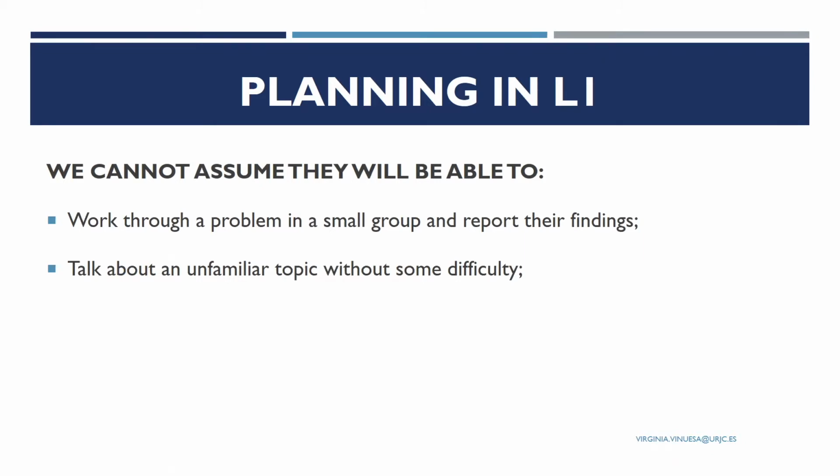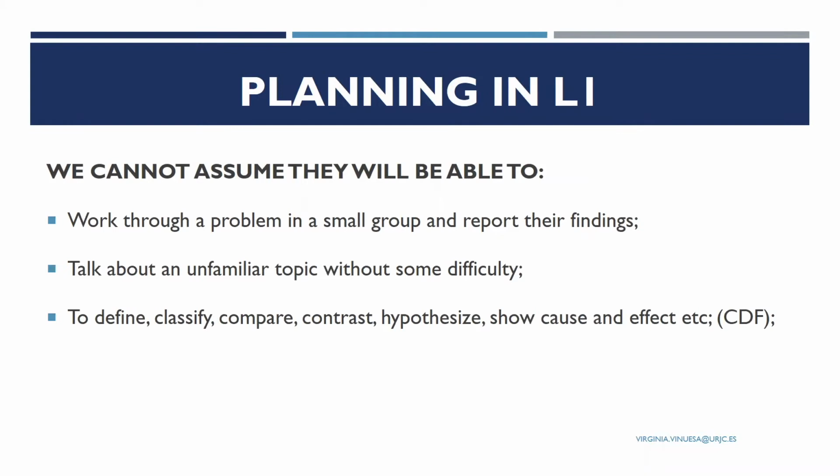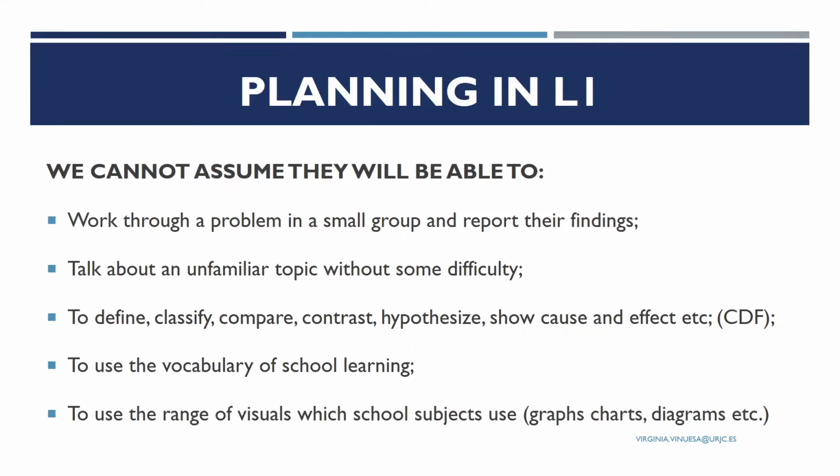Talking about something which is not very familiar for them without difficulty. Are they able to define, classify, compare, contrast? I mean, do they have the necessary language in order to do all these other cognitive discourse functions they need in order to learn the content? Or use the vocabulary of school learning, I mean, the academic vocabulary they need in order to learn the content? Can they use a range of visuals, like, for example, graphs, charts, diagrams?